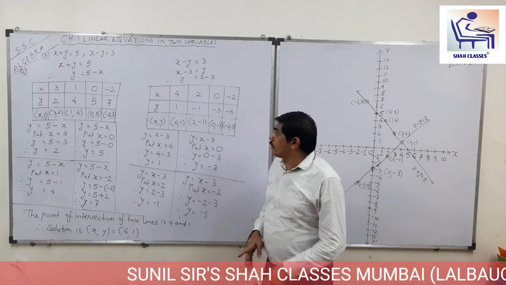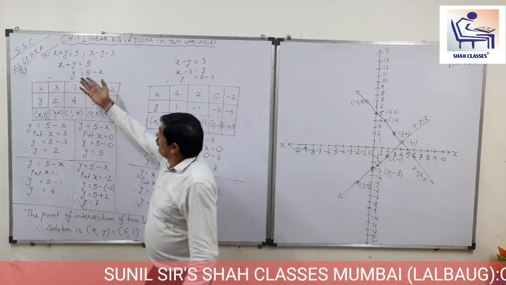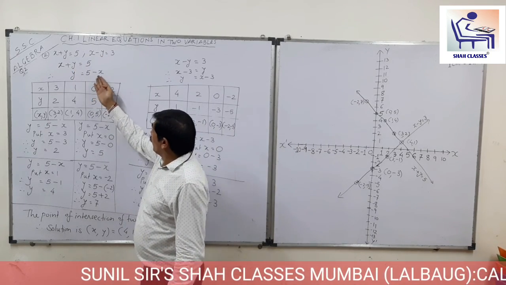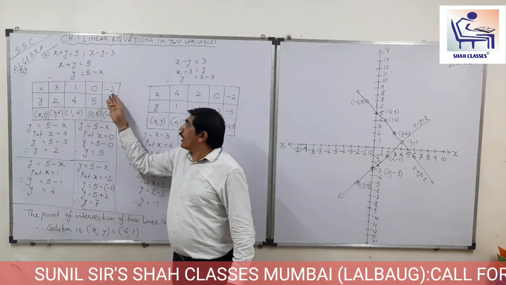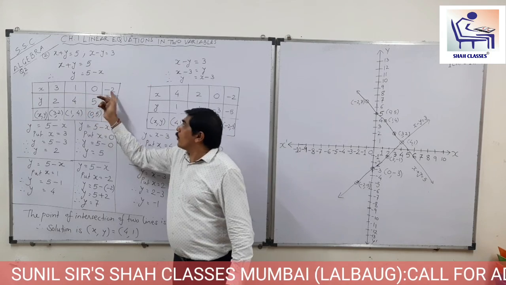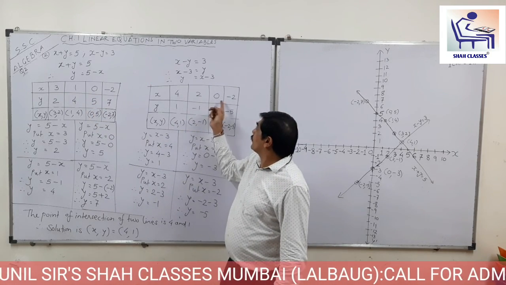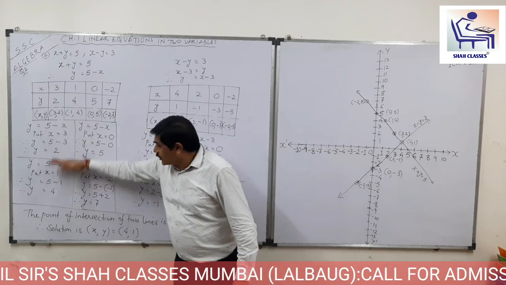So just want to recap it. In this, we got the two equations, we got the value of y. Same way here also we got the value of y. We have taken any four values, 2 positive, 1 zero and 1 negative. We got these four values.